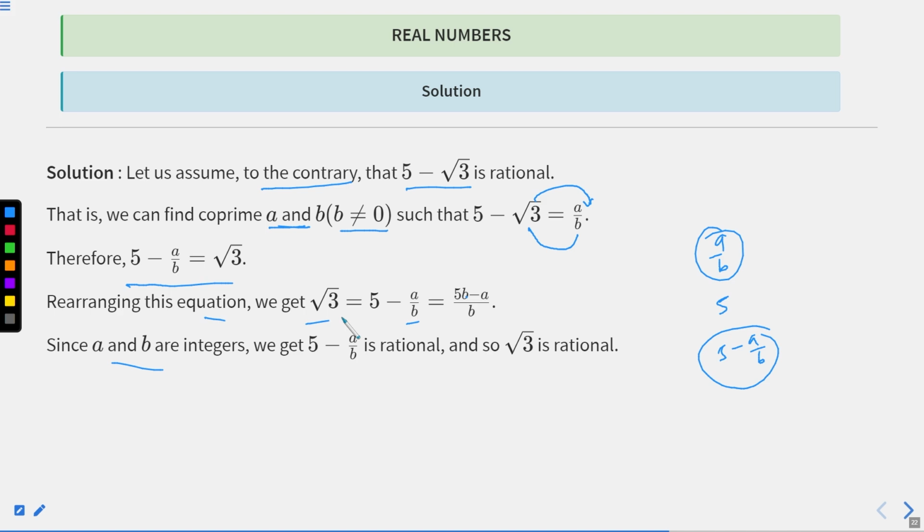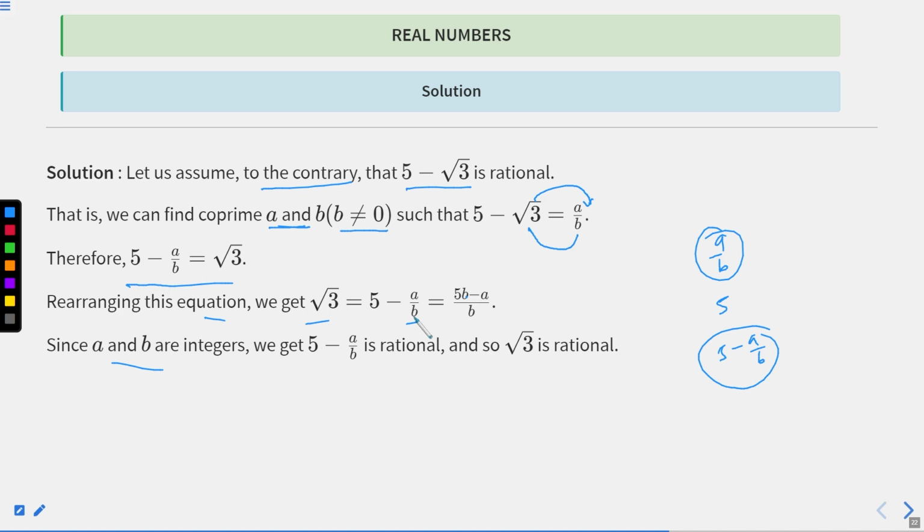Therefore a and b have at least 3 as a common factor, but initially we considered that a and b have no common factors other than 1. This contradicts the fact that a and b are coprime. This contradiction has arisen since our assumption that root 3 is a rational number is wrong. So we conclude root 3 is an irrational number.